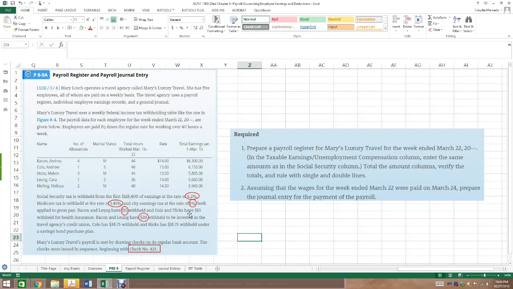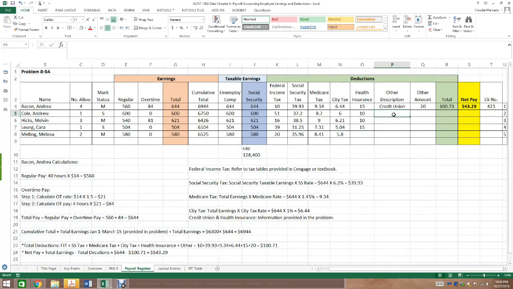Loan 15. Bacon and Loan are withheld $10 for health insurance. So that information is provided to you. It's there. And then we have some other items. We have 2 employees that are investing in bonds. So we have $38.75. We have another bond right here for $18.75. And then we have credit union for $20.